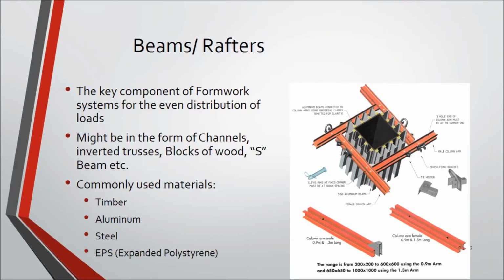Beams and rafters are the key component of formwork systems for the even distribution of loads. They might be in the form of channels, inverted trusses, blocks of wood or S-beam. They are commonly made of timber, aluminum, steel or expanded polystyrene.